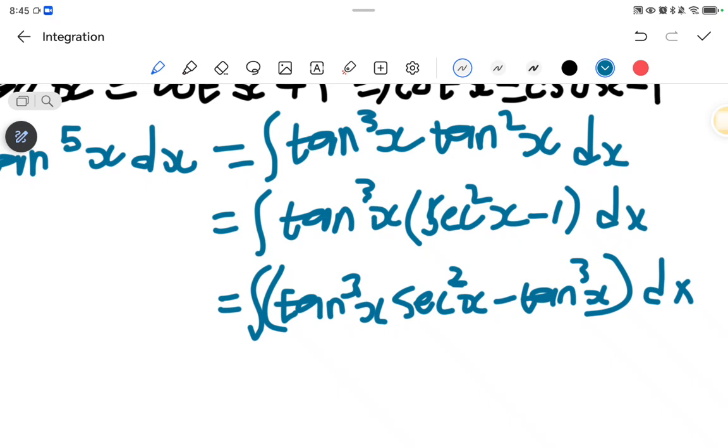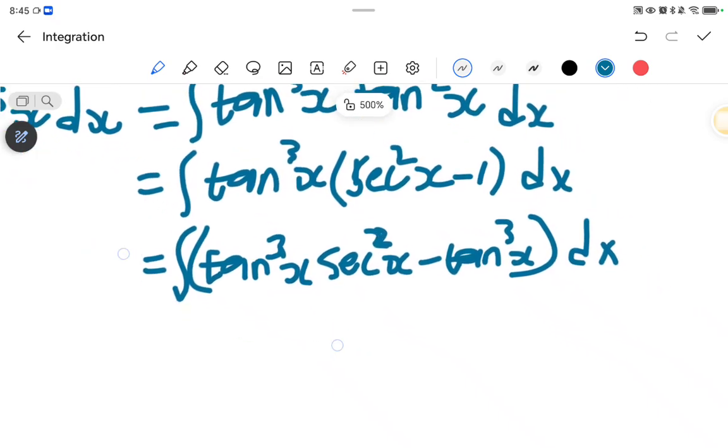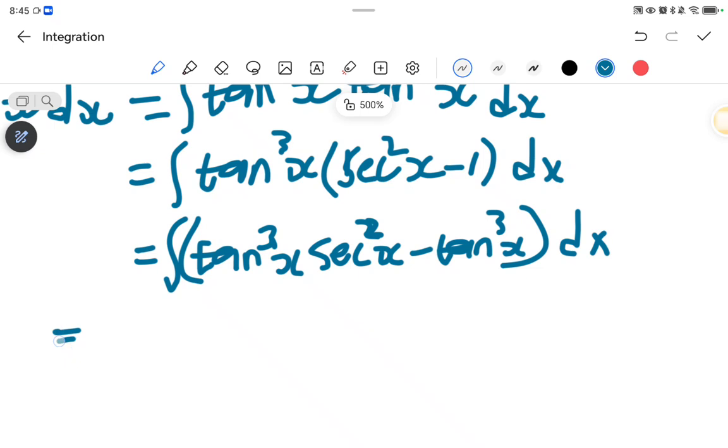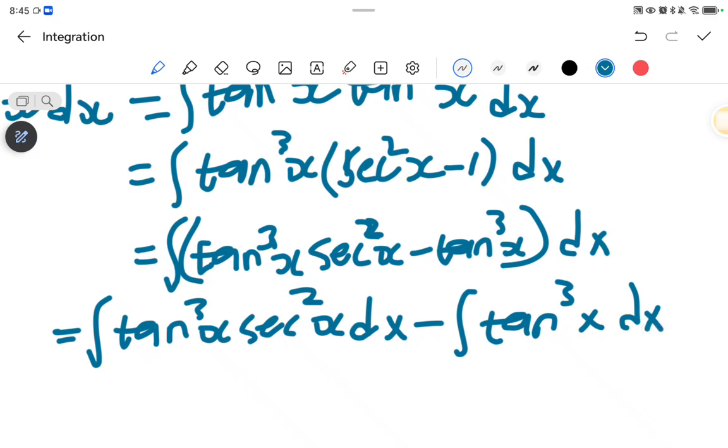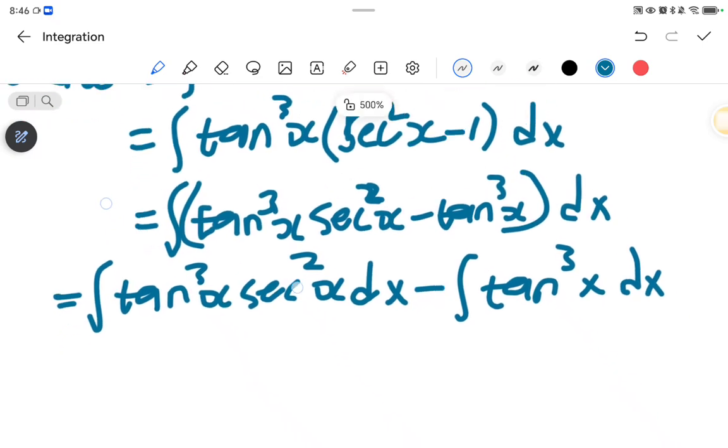You see right now. So what happens here is that this is equal to, we now distribute the integral between the two. This will be the integral of tan to the 3x sec squared x dx minus the integral of tan to the 3x dx. Now you also know how to integrate tan to the 3x. You see, right? So I'm going to show you how to do that now. So let me start here.